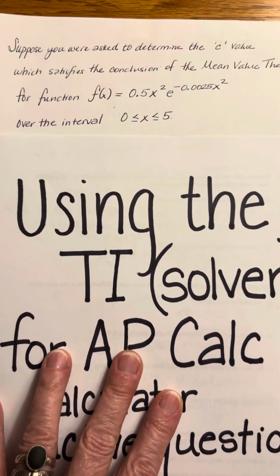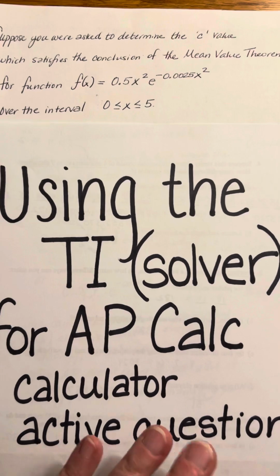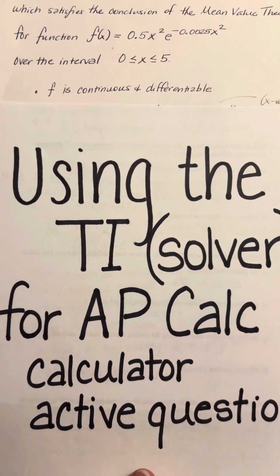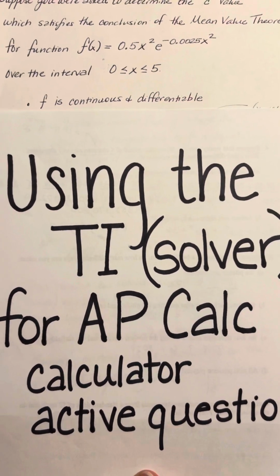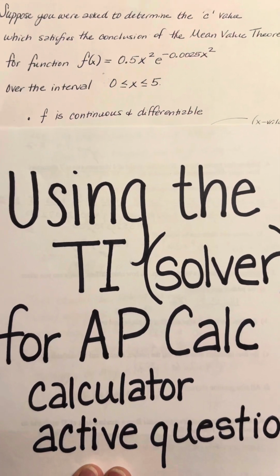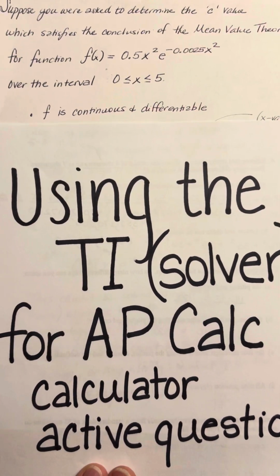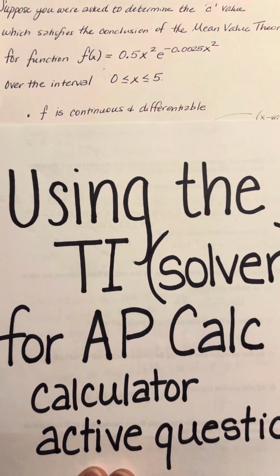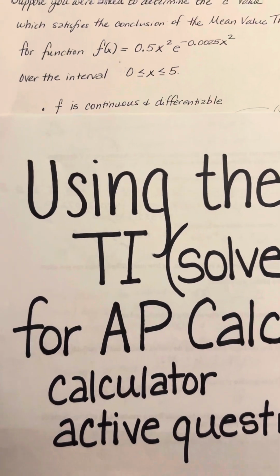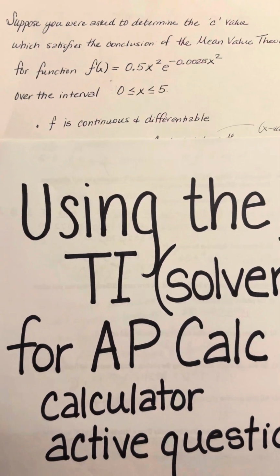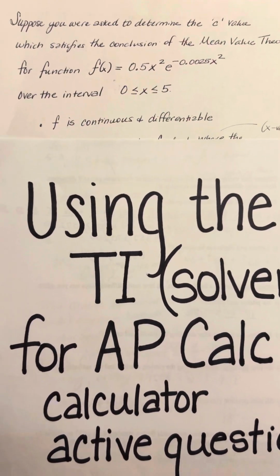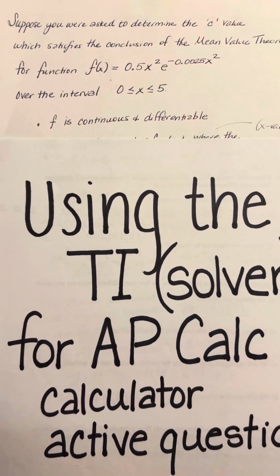If you remember what the Mean Value Theorem says, first you have to state that f is continuous and differentiable over that interval. We can see that it's differentiable since we have x squared and an exponential function, the product of those two. I would just state that and not worry about proving anything, but most times you'll be told it's differentiable and you just have to state it again.